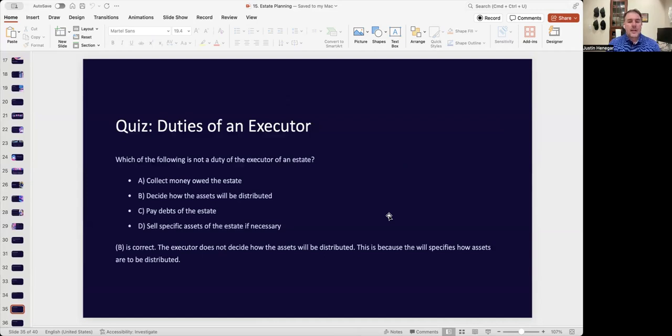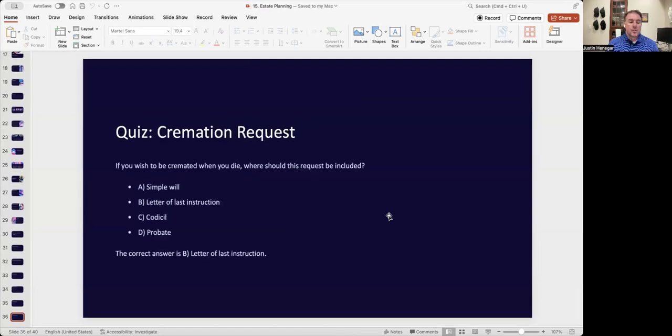All right, what about the duties of an executor? Which of the following is not a duty of the executor of an estate? Collect money owed the estate. Yeah, they probably wouldn't want to do that. Decide how the assets will be distributed. No, that's the responsibility of the decedent in their will. Do they pay debts of the estate? Yes, the executor would do that. Do they sell specific assets? Yes, they would do that in order to make sure distributions are occurring.